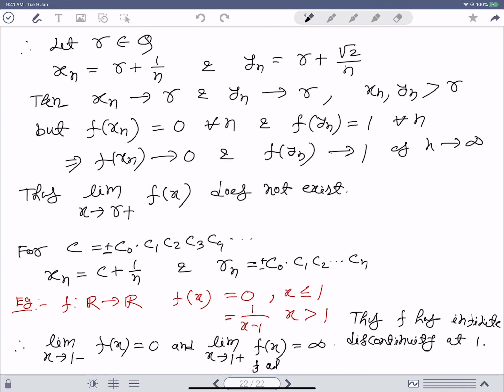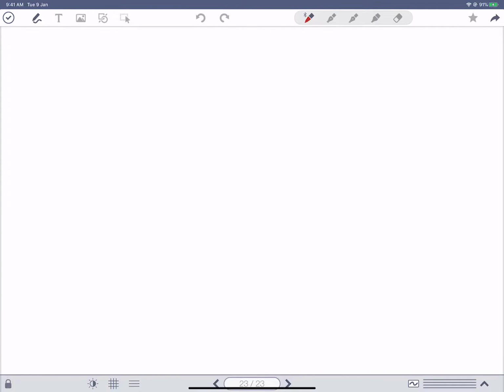So here we can say that f also has essential discontinuity at 1 as well. Fine. If f is a continuous function on a closed and bounded set, or on a closed and bounded interval, then f has some beautiful properties. Now we shall study these properties.